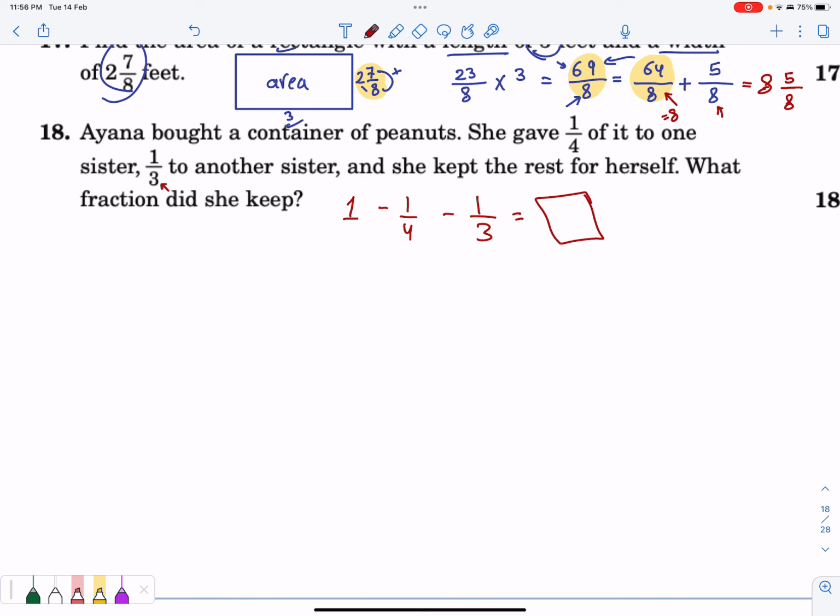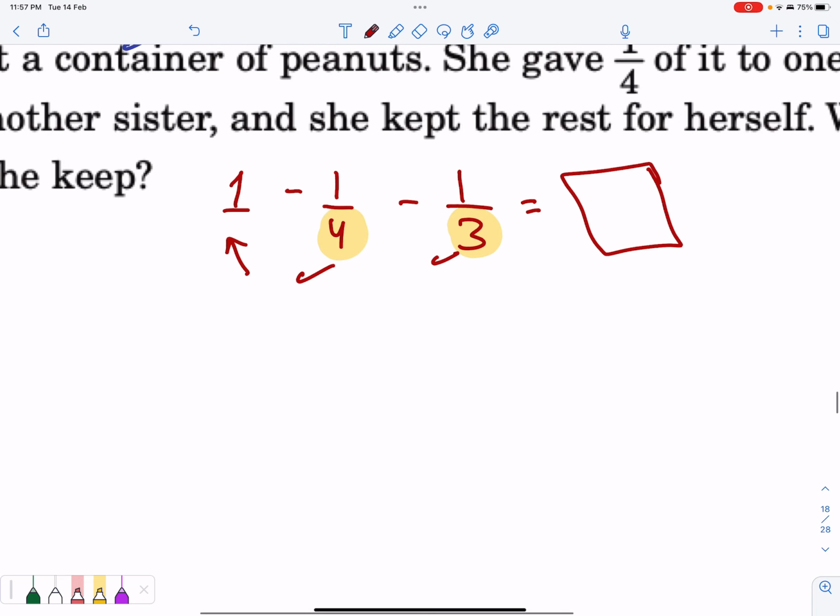But of course we cannot subtract 1/4 and 1/3 from the one unless we make it the same denominator. So because you have a 4 and a 3, think what is the common denominator that you can have here. You can say it is a 12, right? Because you can make the 4 and the 3, both of them, a 12. So here, for the 4, you will multiply up and down by 3. And for the 3, you will multiply up and down by 4.